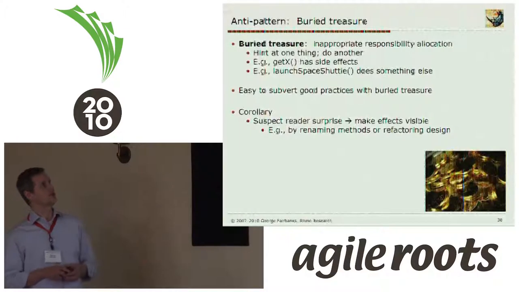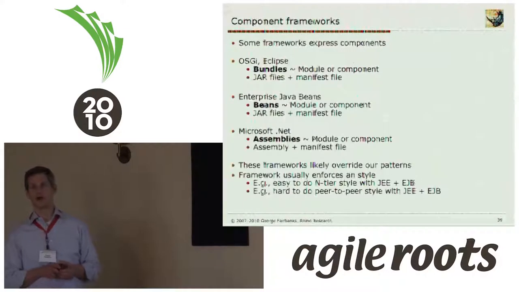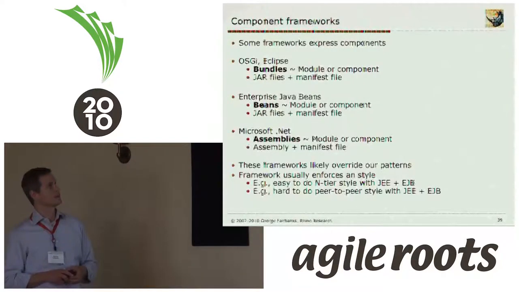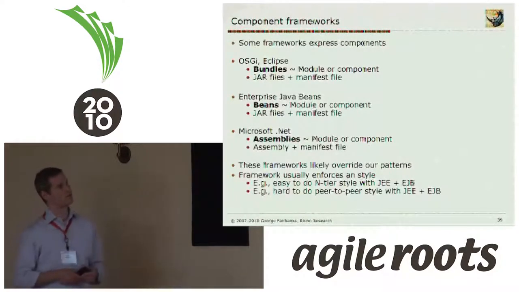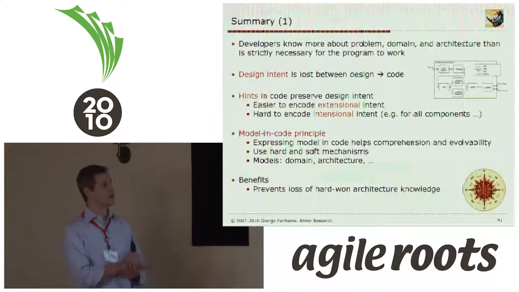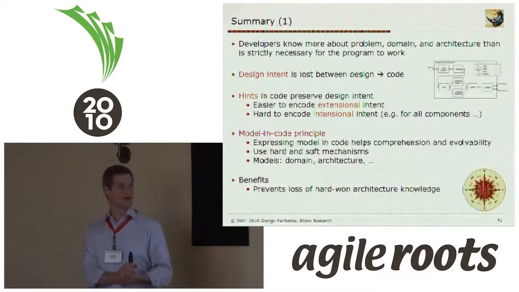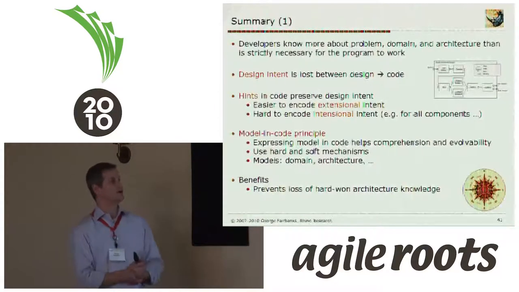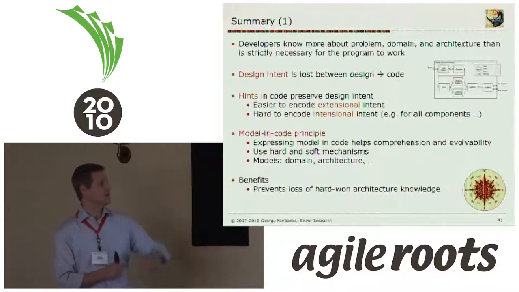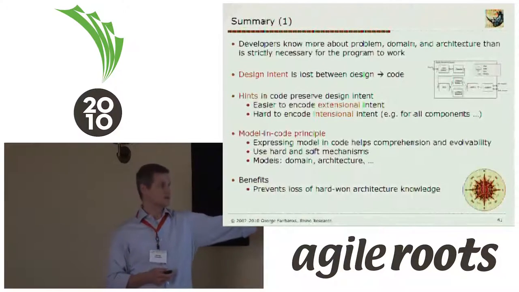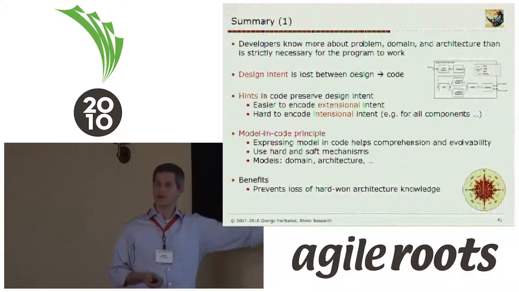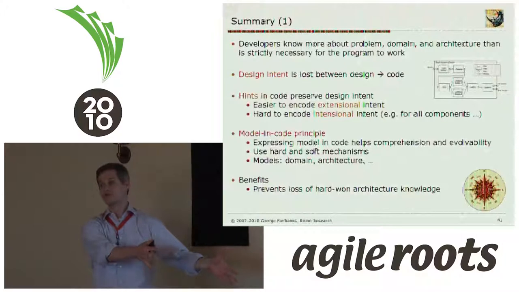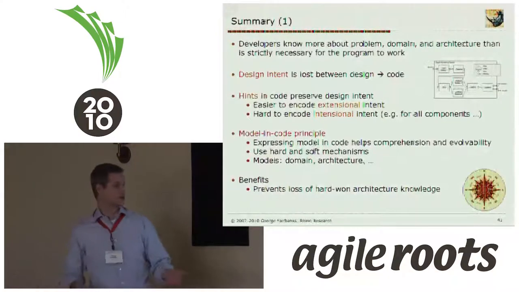All this stuff is dependent upon what your component frameworks are. If you're using OSGi or whatnot, then you use different things. And here we are. Basically, developers know more about the problem domain and architecture than strictly necessary for the program to work. Design intent is lost between the design and the code. We talked about the intentional and the extensional elements, and you can't express all the intentional stuff in the code, but we can provide hints. The modeling code principle says that we can express our domain in the code, but the idea in this talk is expressing the architecture knowledge in the code, specifically the mapping between the module view type and the runtime view type, because humans are generally bad at that.